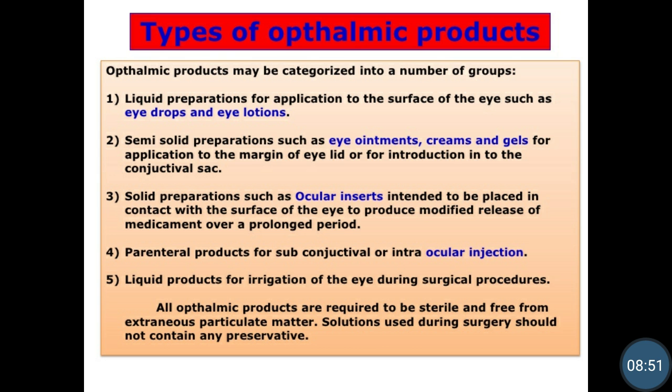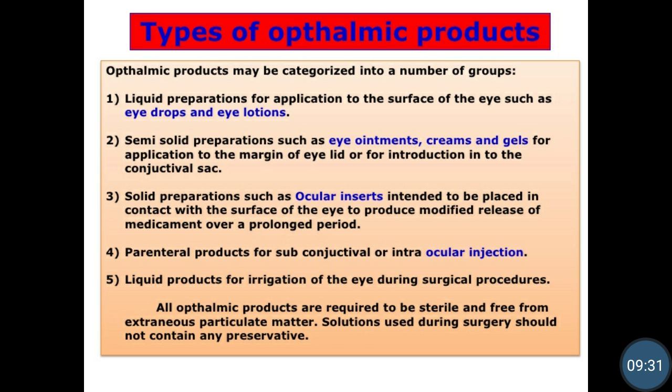Then parenteral products for subconjunctival or intraocular injection. Certain injections are also prepared for ophthalmic use, and they are directly injected at the subconjunctival or intraocular sites. Then liquid products for irrigation of the eye during surgical procedures. To clean the eyes, different irrigating solutions are used, which are generally used during or after surgical procedures.